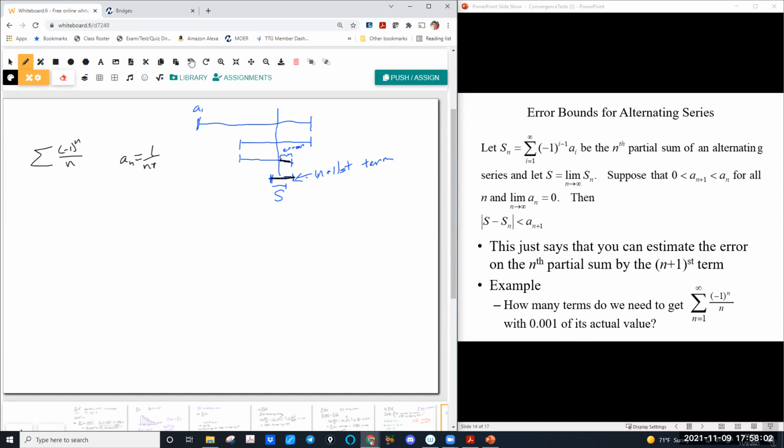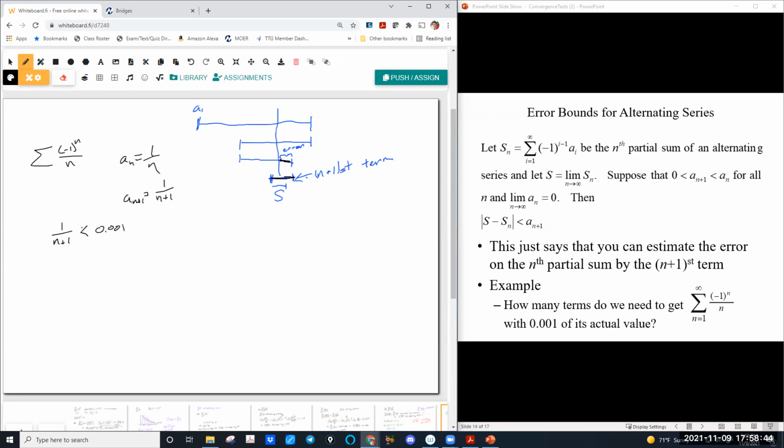We're going to use a sub n plus 1. That is the first unused term. We want 1 over n plus 1 to be less than our error. So all we have to do is solve this.